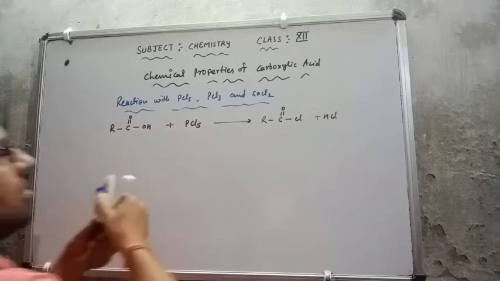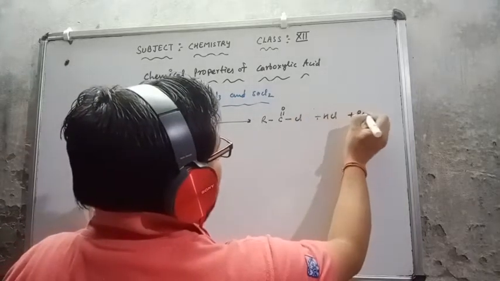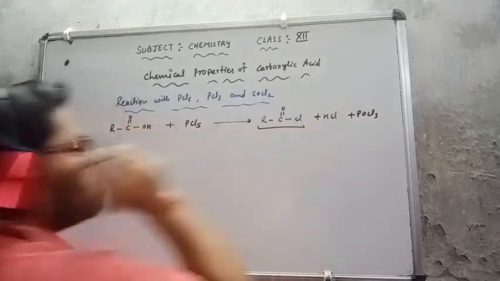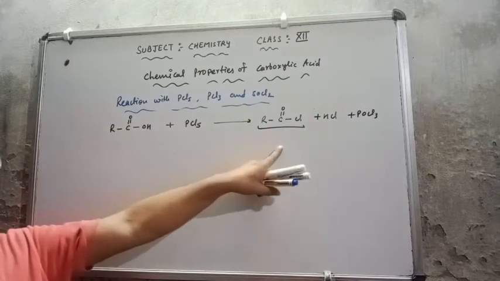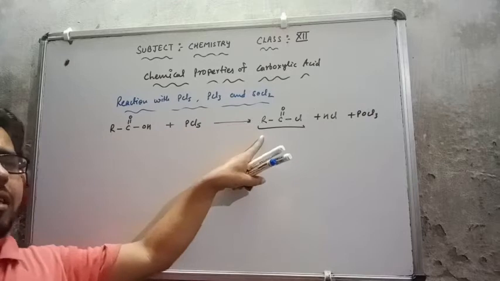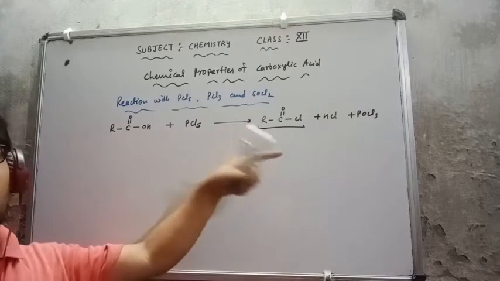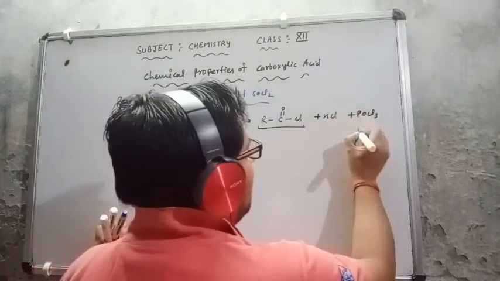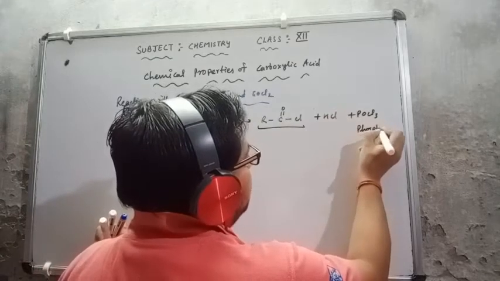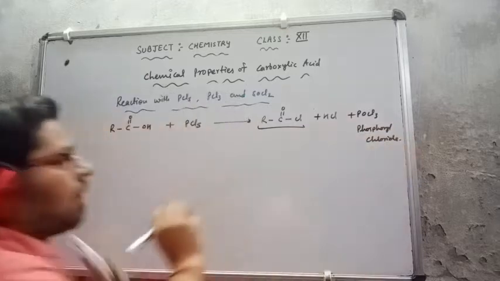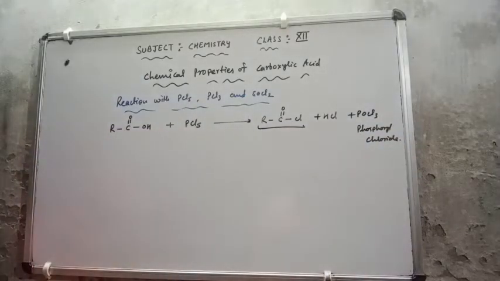We are getting the other product POCl3. So we are getting the acetyl chloride RCOCl. In the place of R I can take CH3, CH2, whatever alkyl group I can take here. This is the phosphoryl chloride POCl3. Now after this the reaction is with PCl3.